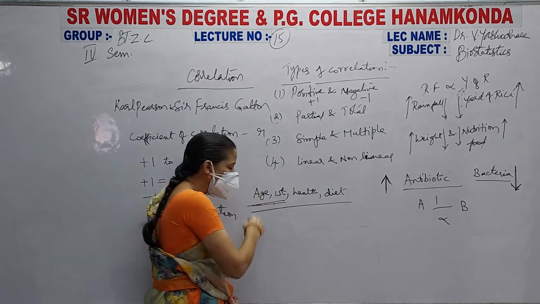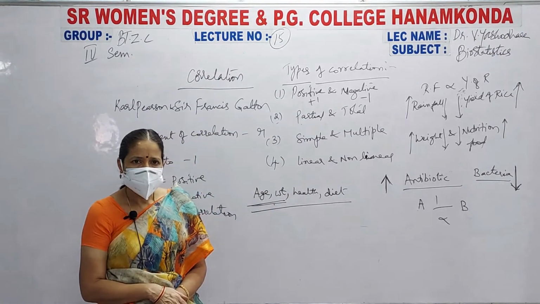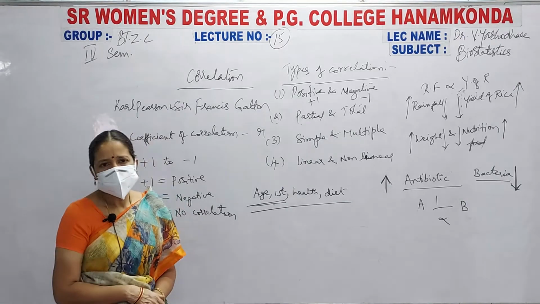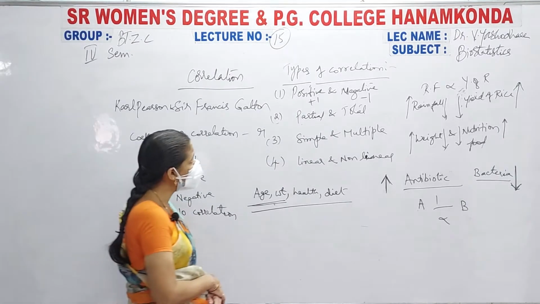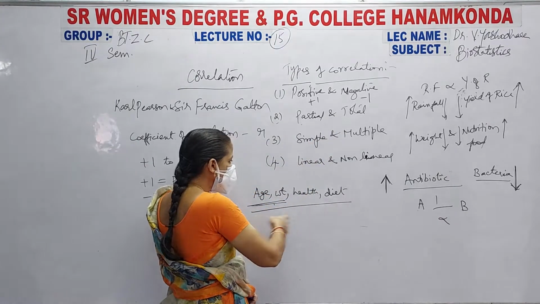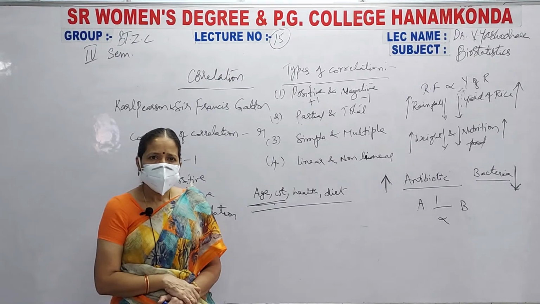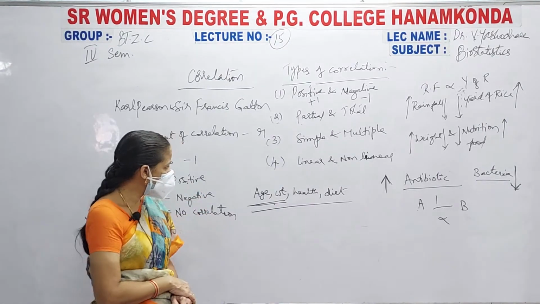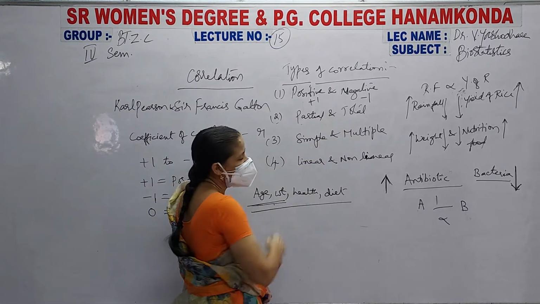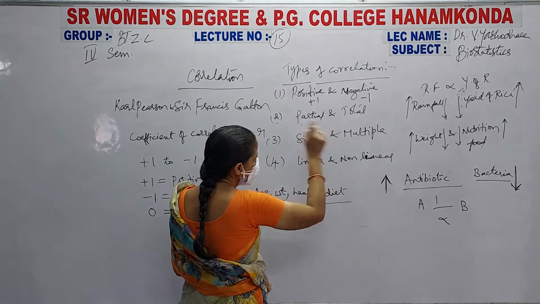If between 2 variables, only 2 variables are taken into consideration and their correlation is tested, then it is known as partial correlation. Total correlation means all the variables are taken into consideration for correlation, then it is known as your total correlation. Okay, now coming to the simple and multiple.